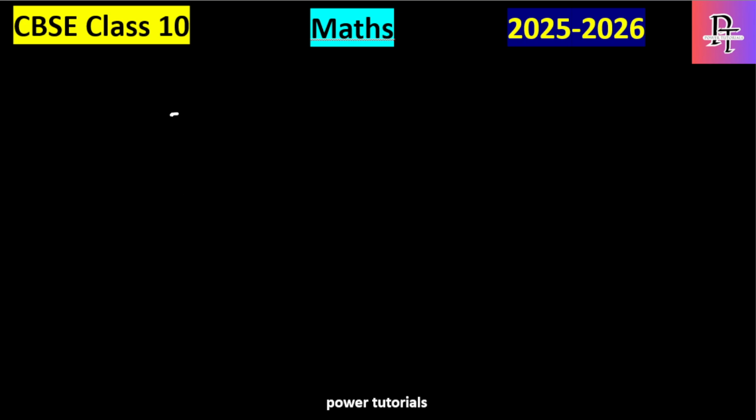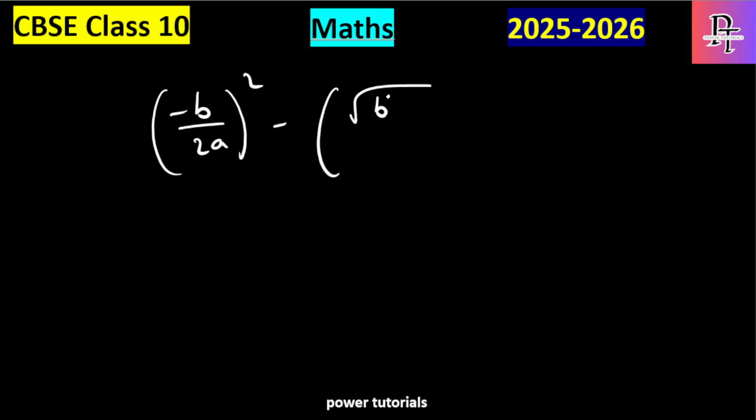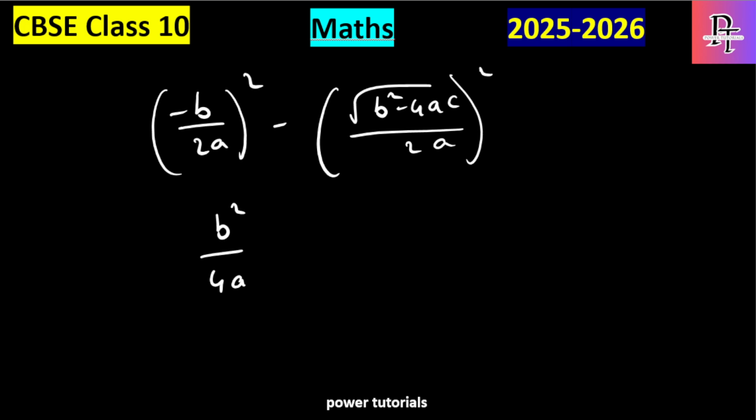So we got (minus b by 2a) whole square minus (root of b square minus 4ac by 2a) whole square. So this becomes b square by 4a square minus, and this numerator root will get cancelled, becomes again minus b square by 4ac, and the denominator will become 4a square.